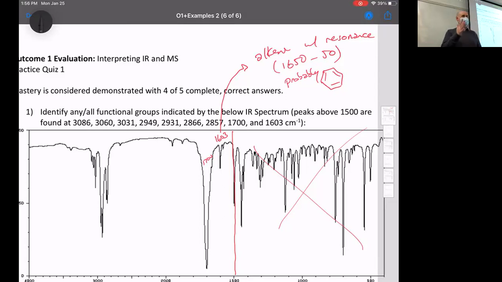So if you have 1710, so you have a carbonyl, look for whether it's a carbonyl and a carboxylic acid. In this case, no. Is it a carbonyl and an aldehyde? In this case, no. So by process of elimination, it must just be a ketone. So this molecule has a ketone.